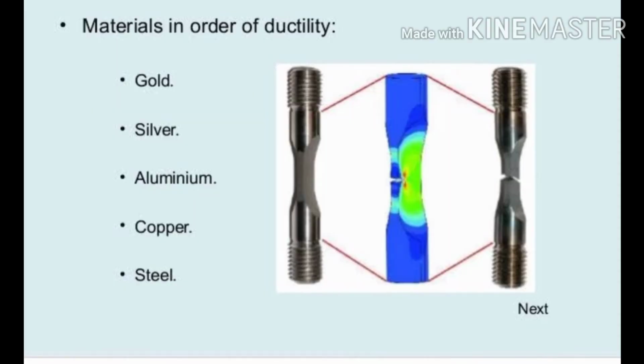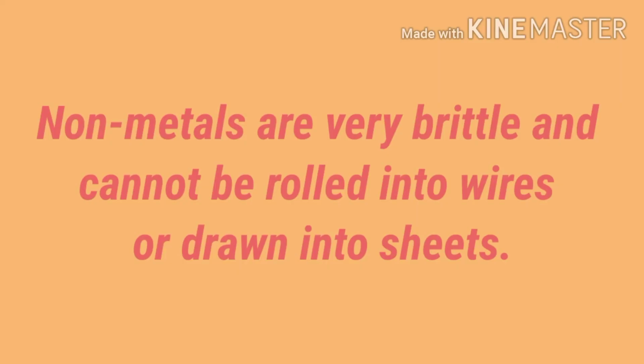Here you can see some metals that we use in our day-to-day life in various forms, and they are considered to be ductile metals. Gold is the most ductile, followed by silver, aluminium, copper, etc. Steel is an alloy of iron. Because of its ductility, it is used for making utensils. Non-metals are very brittle and cannot be rolled into wires or drawn into sheets.